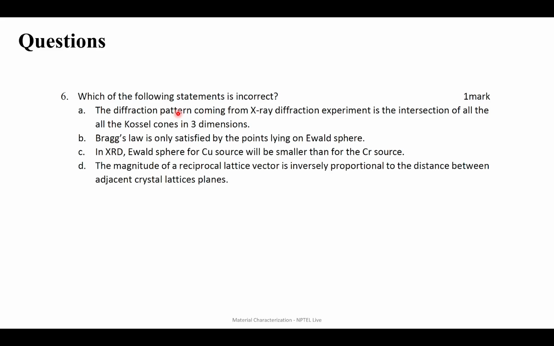Which of the following statements is incorrect? The diffraction pattern coming from an X-ray diffraction experiment is the intersection of all the causal cones in 3 dimensions. Bragg's law is only satisfied by the points lying on Ewald's sphere. In XRD, Ewald's sphere for a copper source will be smaller than for a chromium source. The magnitude of a reciprocal lattice vector is inversely proportional to the distance between adjacent crystal lattice planes.